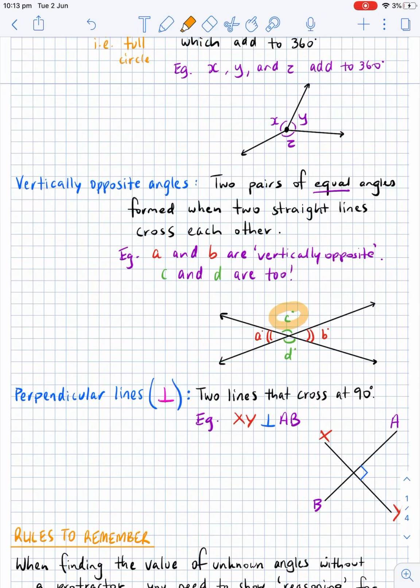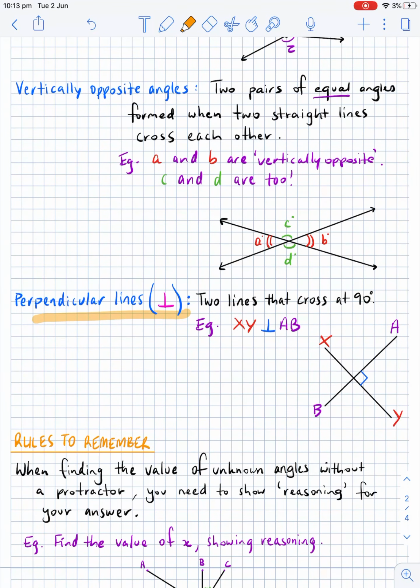Okay, perpendicular lines. They are two lines that cross at 90 degrees. Now the symbol for perpendicular lines is this. It's like an upside down T. And that means that two lines are going to hit each other at right angles, 90 degrees.